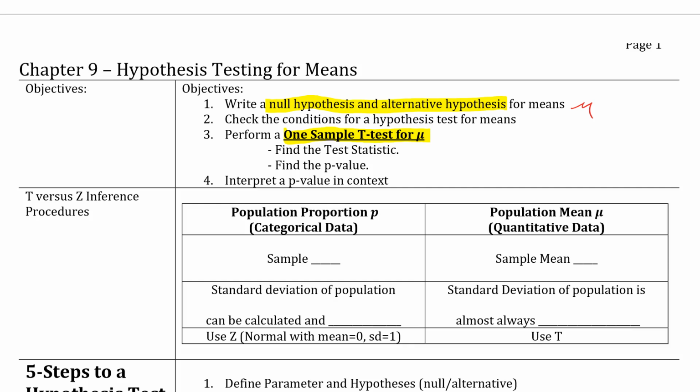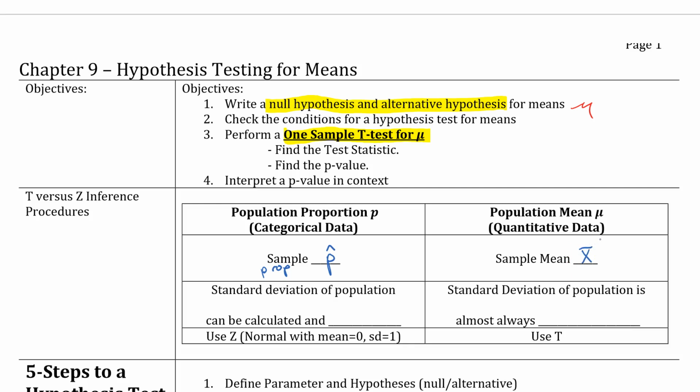So as a quick reminder about those t versus z types of inference procedures that we're learning, whenever we're working with proportions, or p, that's when we have categorical data, and we're looking at a sample proportion. Remember, the symbol for that is p hat as our statistic. When we're looking at means, mu, and we're trying to estimate that, we use our sample mean, which is x bar. And we use this for quantitative data.